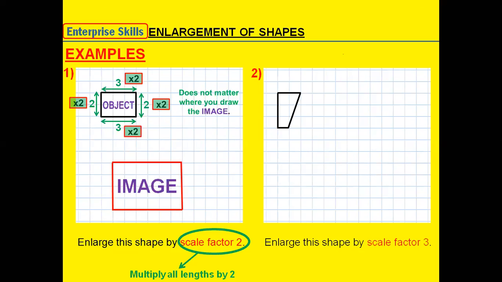Okay, let's go to question number 2. You have this shape, and we need to enlarge it by a scale factor of 3. So first of all, you need to know the dimensions of that shape. It's 2 here, 3, 1, down.